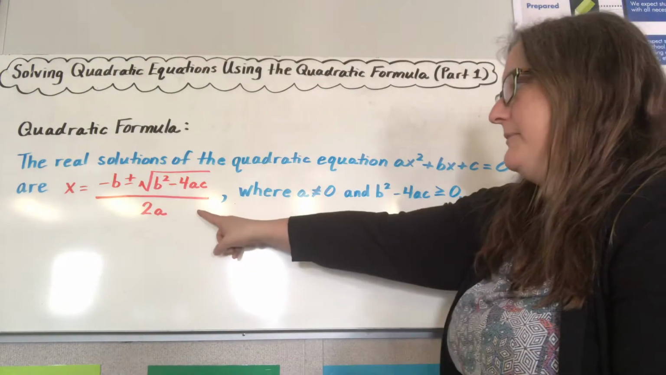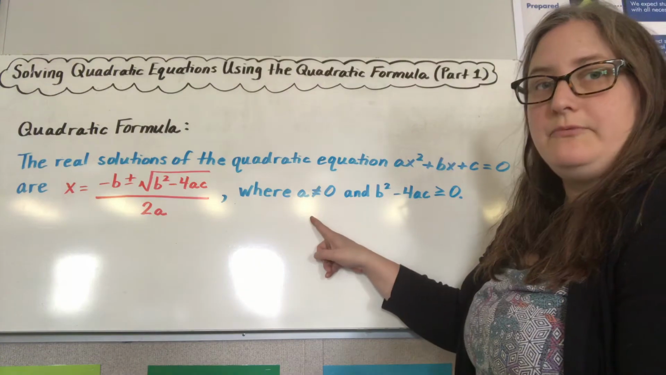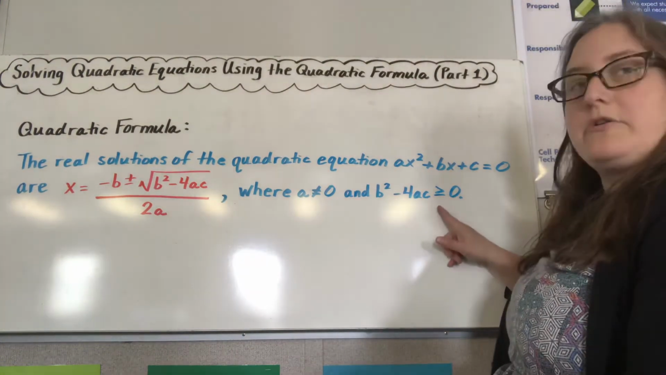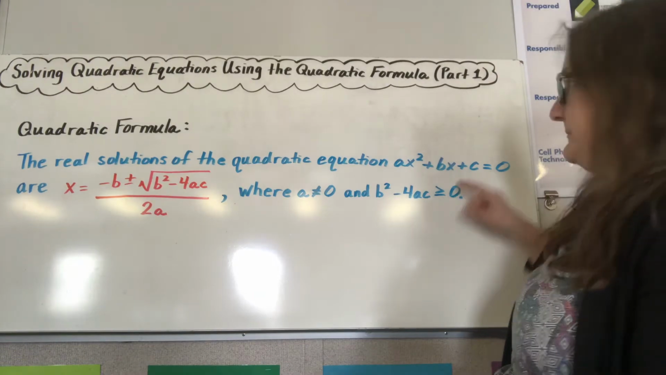In this formula, a cannot equal 0, and the number that we get under our radical must be greater than or equal to 0.